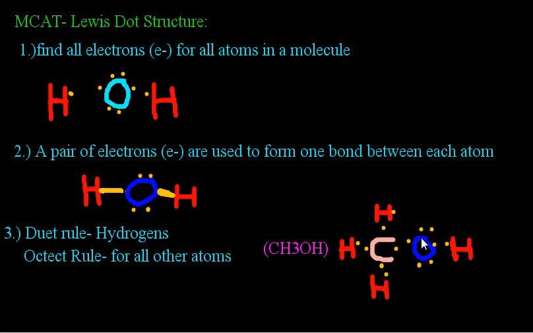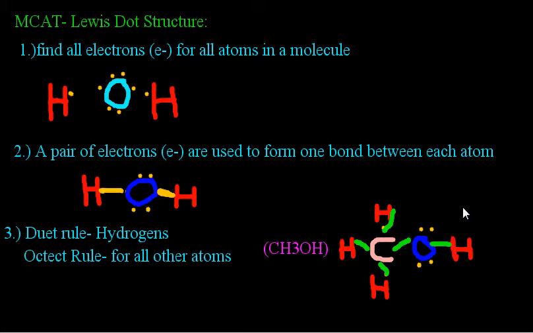But the point is that we follow the rule, which is find all the electrons for all atoms in a molecule. So we've done that. So we have 1 here for hydrogen, we have 6 here for oxygen, we have 4 here for carbon, and we have 1 for each hydrogen here. Next thing, a pair of electrons, e minus, are used to form one bond between each atom. So let's see. Here's a pair. Ta-da! Here's a pair. Ta-da! Here's a pair. Ta-da! Here's another pair. Ta-da! And here's the final pair.